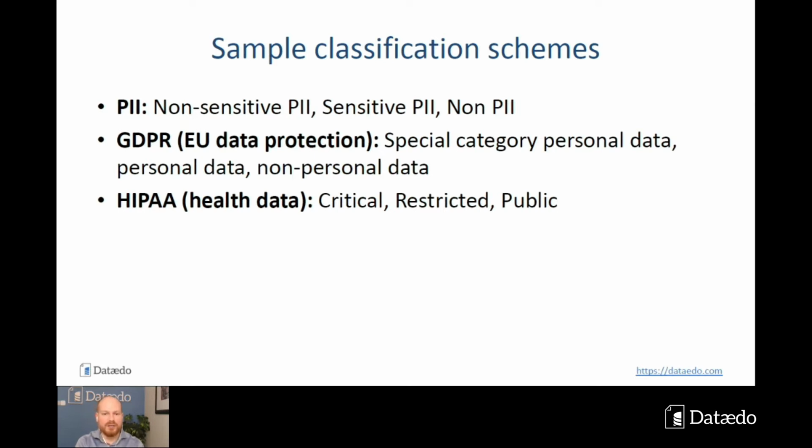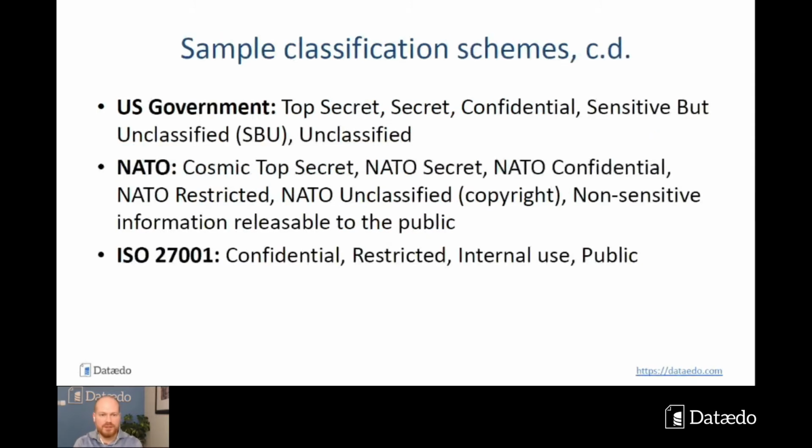GDPR specifies 3 levels: personal data, special category personal data, and non-personal data, which is like unclassified information. HIPAA, which is health data, defines critical, restricted, and public. The logic in all of them is the same, so there are different levels, and you should take the most care of the protection regarding the most protected, most critical ones. The US government used to do it a long time before any of those regulations appeared. NATO used to do it. There's an ISO standard for this.